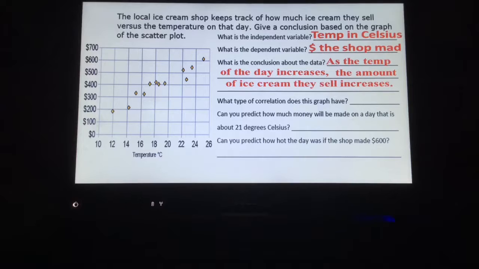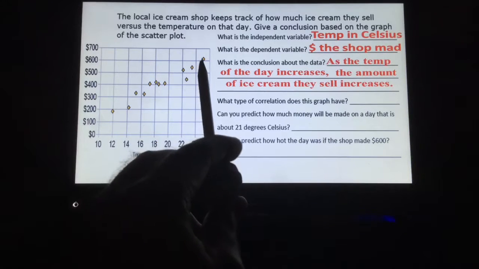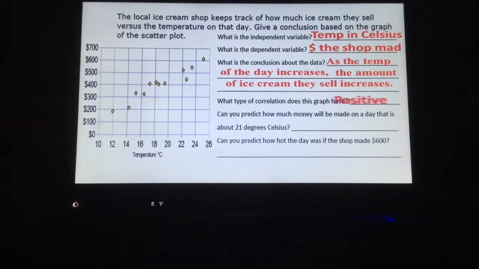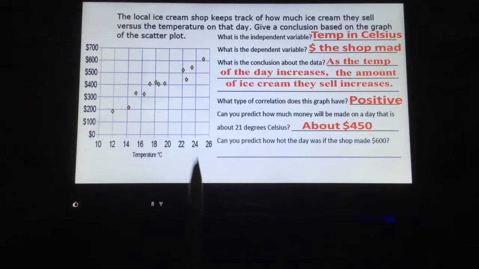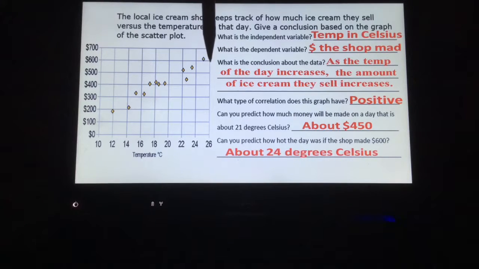All right, so the type of correlation here, you can see that it increases. Since it's increasing, we're going to say that it has a positive correlation. All right, now for me, I'm predicting how much ice cream is sold at 21 degrees. I said it was about 450 because 21 degrees is in this area. And then it says, can you predict how hot it was if $600 was sold? So over here, $600, I would say it's about 24 degrees Celsius. Okay?